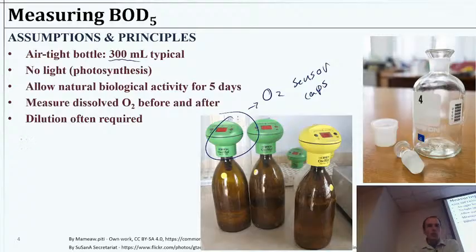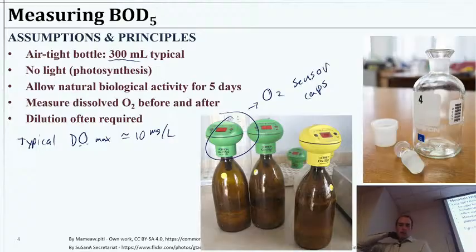So we'll say typical dissolved oxygen max is something like 10 milligrams per liter.